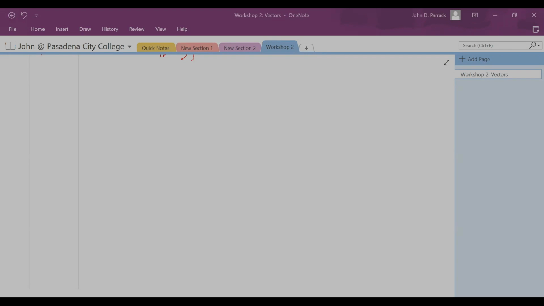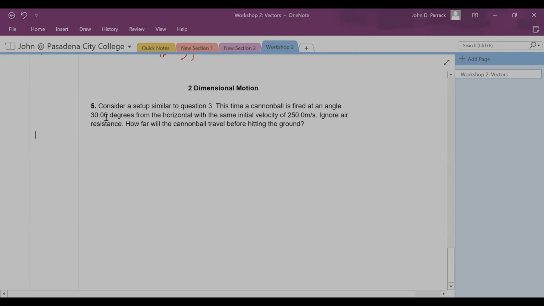Going into some two-dimensional motion. We already did a tiny bit of two-dimensional motion with the cannon actually, but okay.